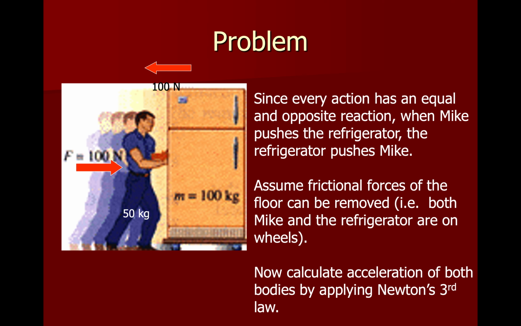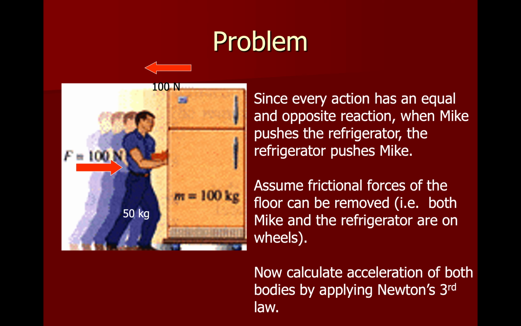Okay. So lastly, let's look at another problem. All right. Let's build on that first fridge pushing problem. So now we know that every action has an equal and opposite reaction, which means that when Mike pushes the refrigerator, the refrigerator pushes Mike back. So now, obviously, if I'm pushing a fridge, I'm using friction, right, to anchor my legs so that I push forward and the fridge doesn't push me back.